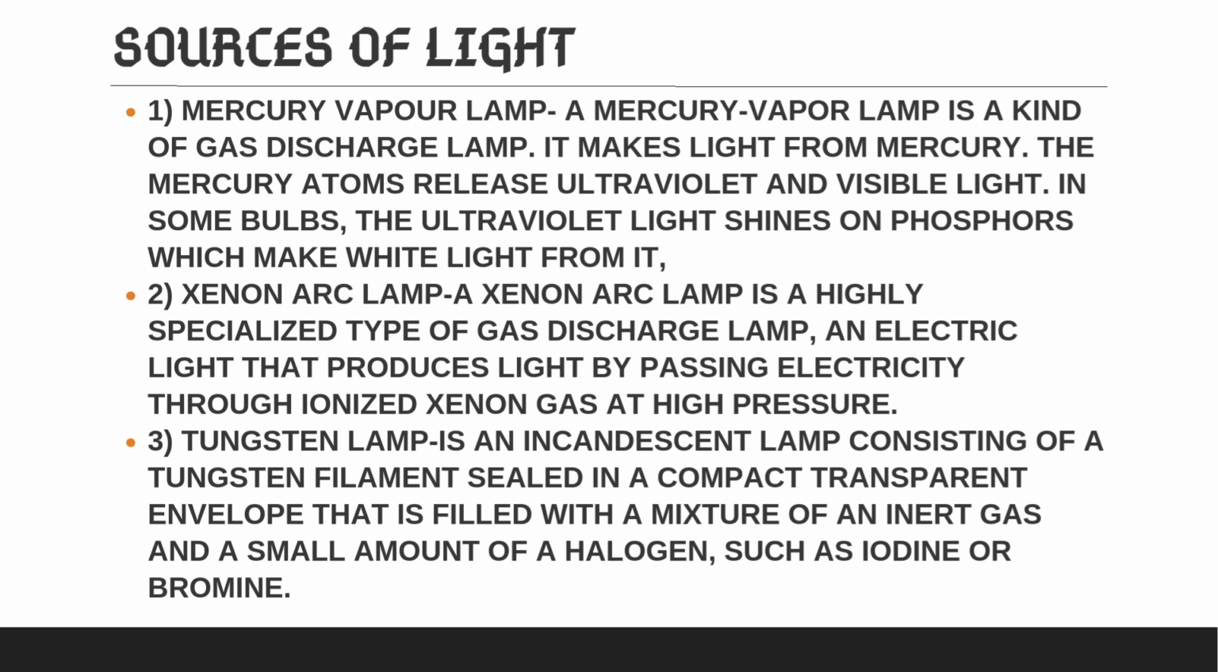Second, xenon arc lamp. A xenon arc lamp is a highly specialized type of gas discharge lamp, an electric light that produces light by passing electricity through ionized xenon gas at a high pressure. Third, tungsten lamp. An incandescent lamp consisting of a tungsten filament sealed in a compact transparent envelope that is filled with a mixture of an inert gas and a small amount of halogen such as iodine or bromine.